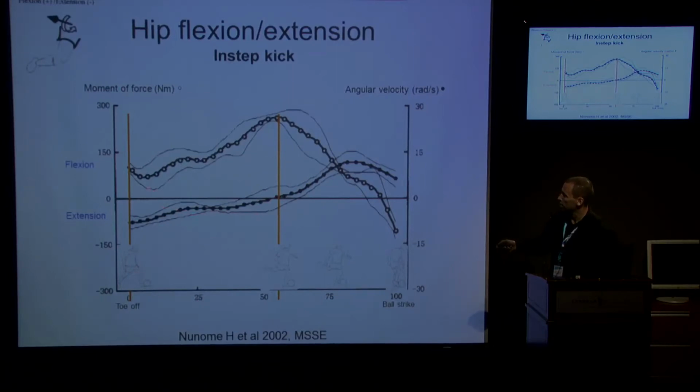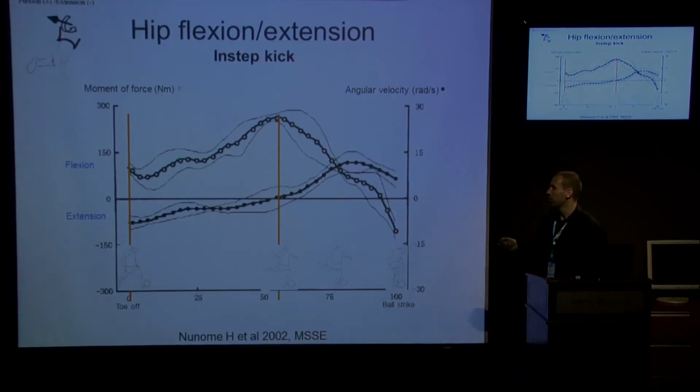But notice in this phase that the moment of force is going in the opposite direction. The moment of force is actually going towards flexion. That's why the velocity here is decreasing, because it's braking the movement. So what does this mean? If it was only the muscles doing this, then it would surely mean eccentric work for the muscles braking the movement. But we actually don't know that from this study, because it's a net moment of force.